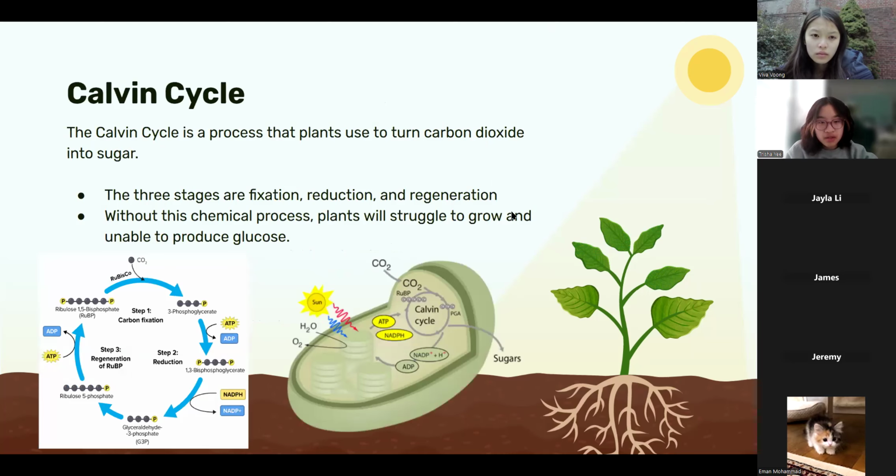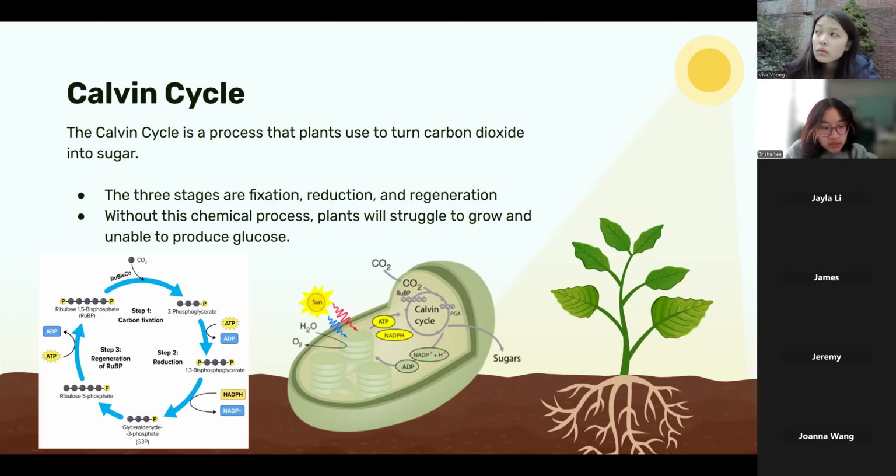And next is the Calvin cycle. The Calvin cycle is a process that plants use to turn carbon dioxide into sugar. There are three stages. The first is fixation, the second is reduction, and the third is regeneration. Without this chemical process, plants will struggle to grow and be unable to produce glucose.